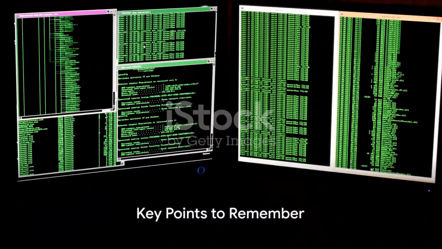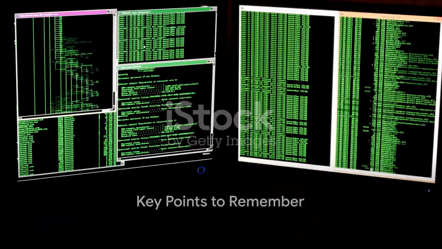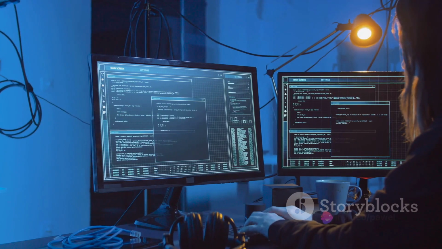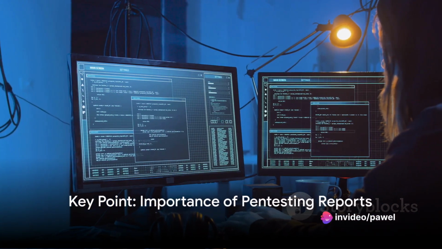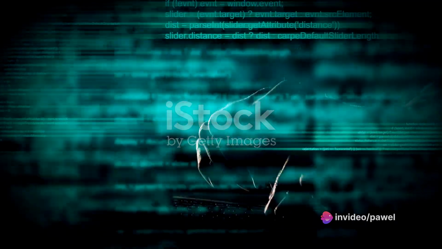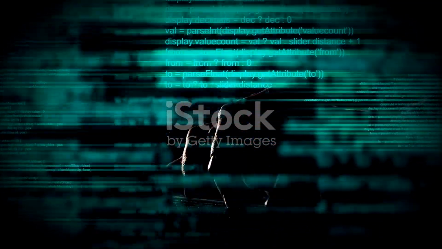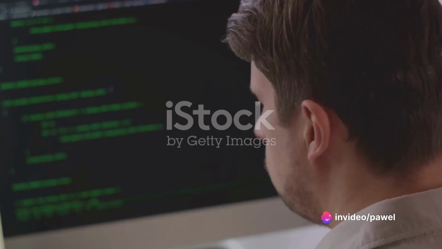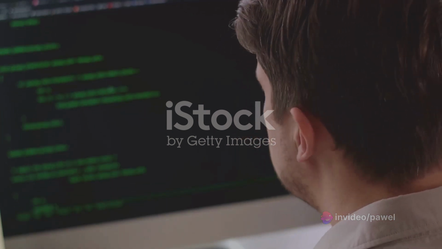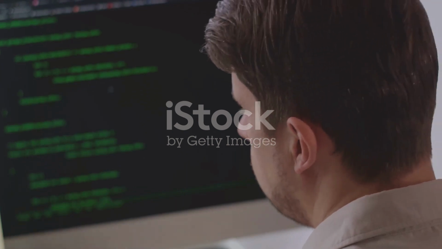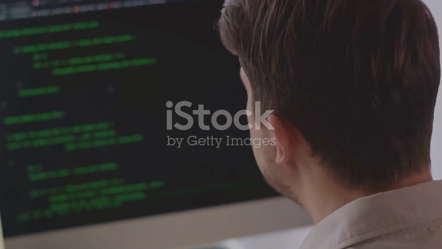Now that we've gone through the process, let's recap the key points to remember when creating a pen testing report. Firstly, we cannot overstate the importance of reports in pen testing. They are the lifeblood of any successful cybersecurity operation. Without a comprehensive and understandable report, your pen testing efforts might as well be for naught. The report is the final deliverable, the culmination of all your hard work, and it's the key medium through which your findings are communicated to the client or the team responsible for remediation.